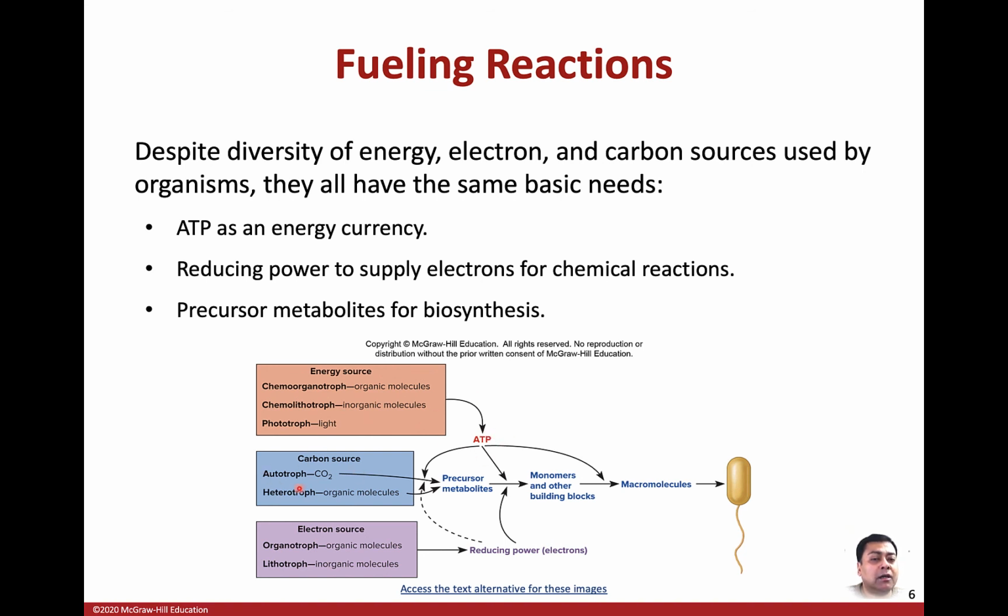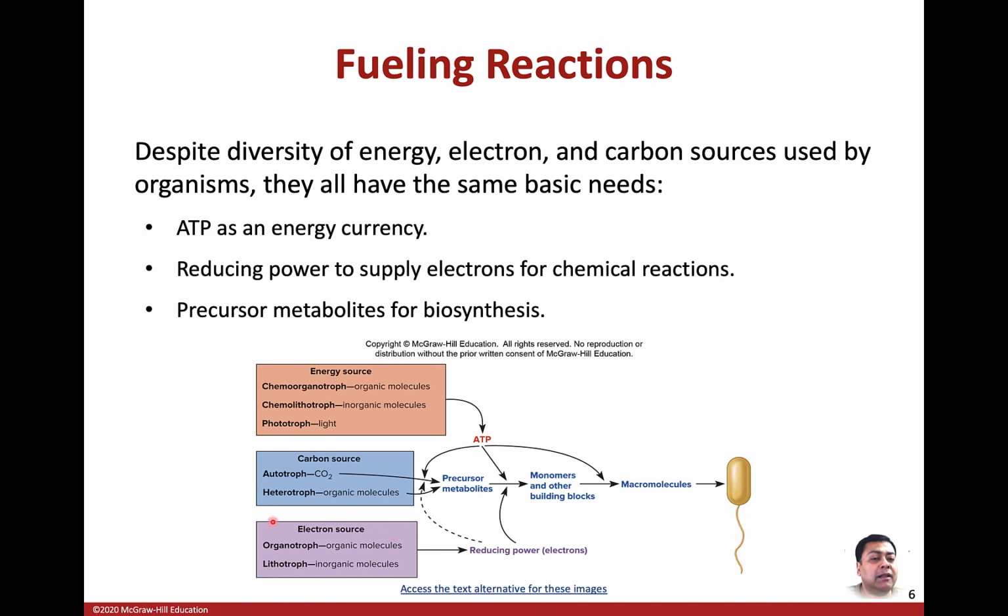On the other hand, what is the carbon source? For the autotrophs, that is carbon dioxide, which is reduced or fixed to produce the precursor metabolites. Whereas the heterotrophs, and you can name them chemoorganoheterotrophs, chemolithoheterotrophs, use the organic molecules which are already preformed by the autotrophs, and they are the precursor molecules to produce their own material.